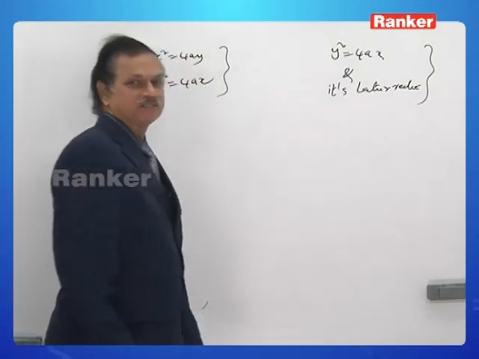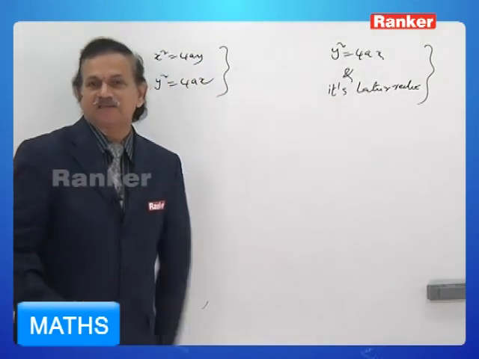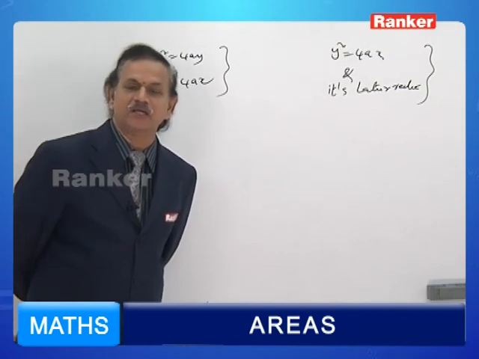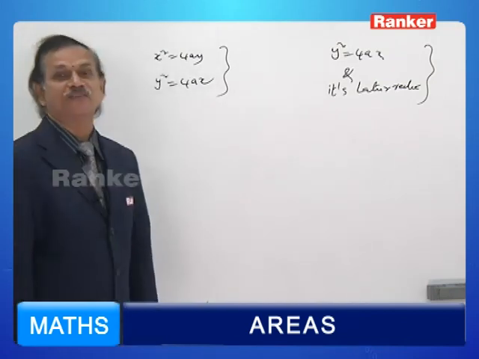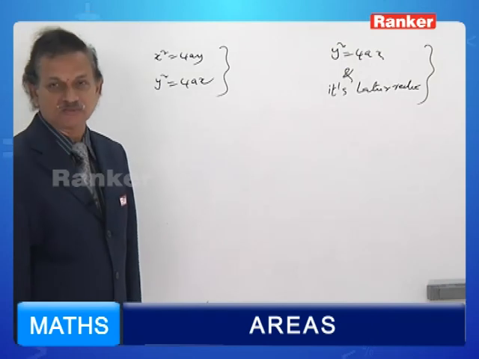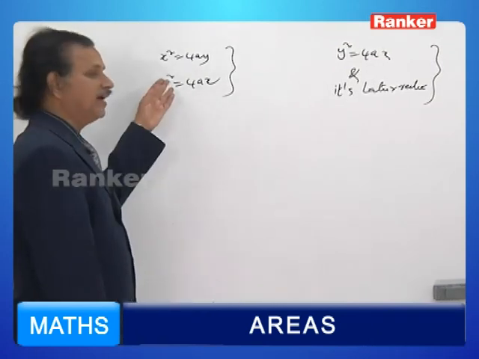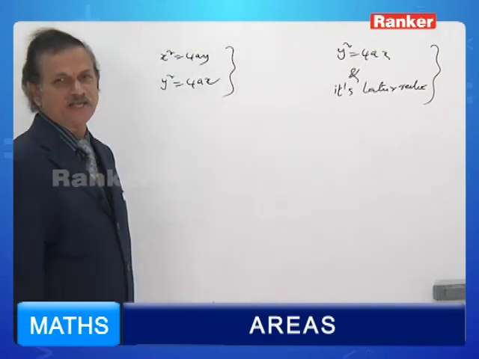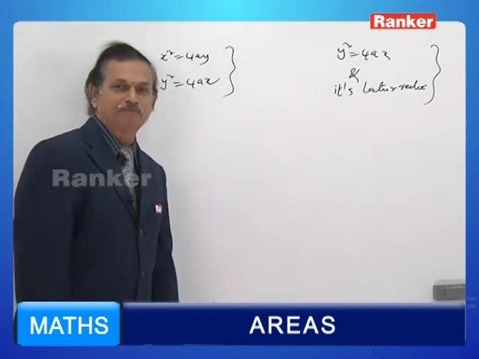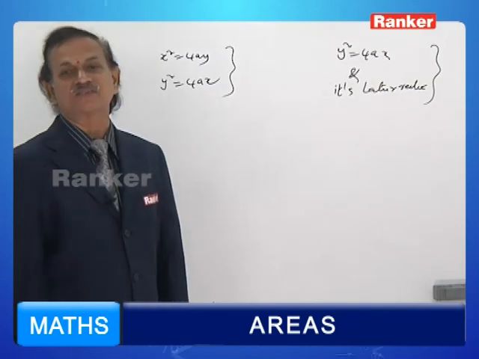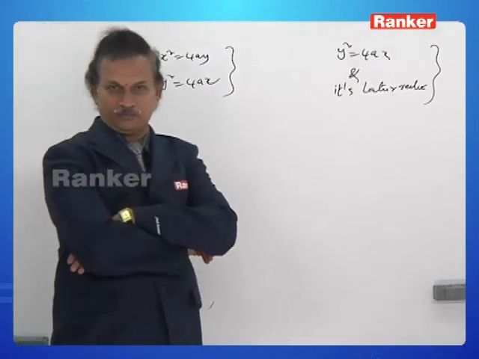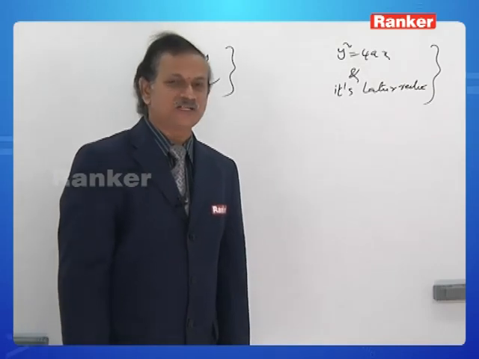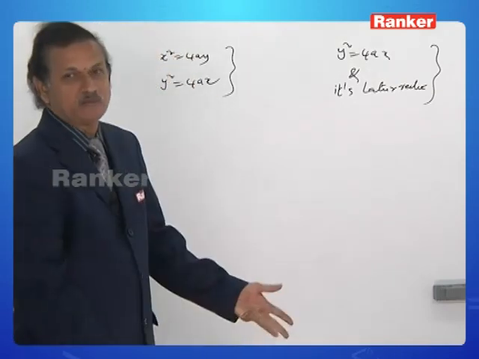These are two curves. Actually, the main question which was given in one JEE examination is the ratio of the two areas. The first area is the area bounded between these two parabolas, and the second one is the area between the parabola y square equal to 4x and its latus rectum. What is the ratio of the areas? He is asking.